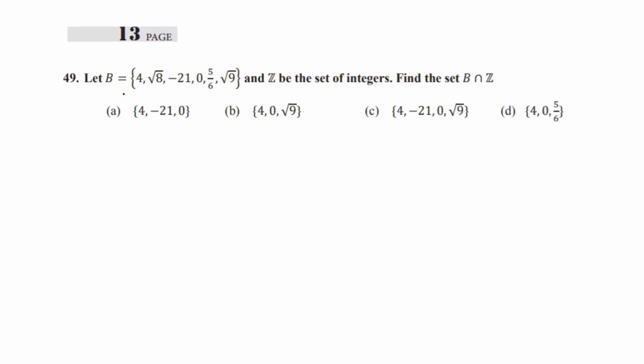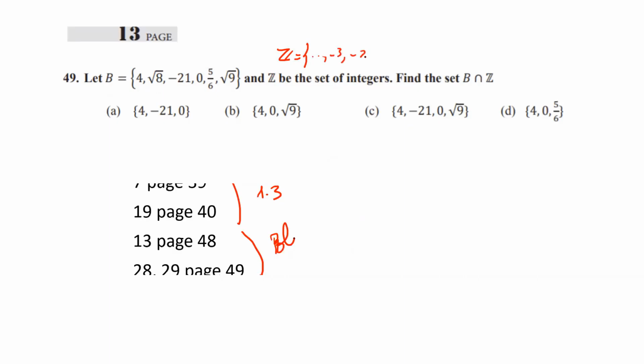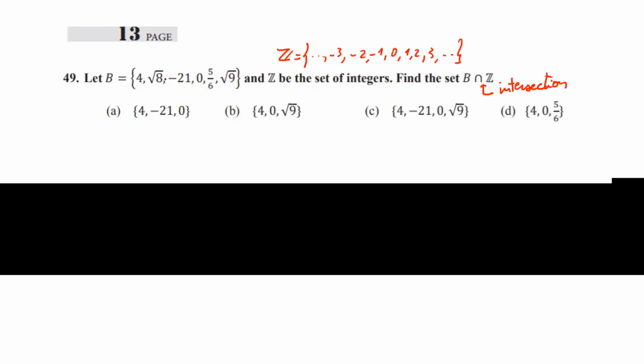Here we are given set B, in roster notation. These are the elements of the set B. We call Z the set of integers: -3, -2, -1, 0, 1, 2, 3, and so on. And we want the intersection of these two sets B and Z, which means which elements of B are integers.